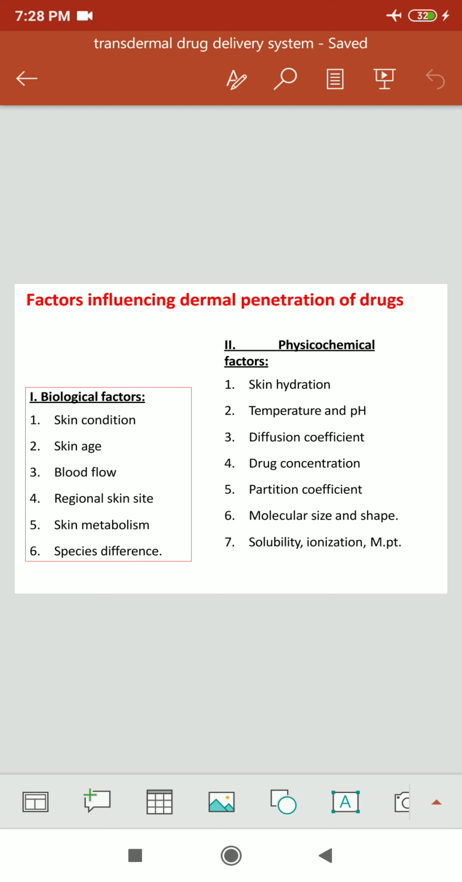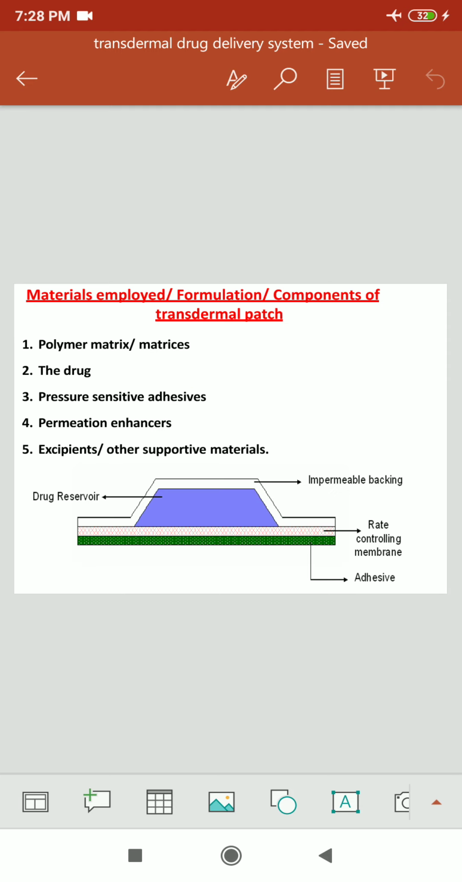Next are physicochemical factors. Skin hydration rate, temperature and pH, since all living things have temperature difference and pH difference. Here also diffusion coefficient, drug concentration, partition coefficient of the drug, molecular size of the drug, shape of the drug particle, solubility and ionization. Also melting point affects the preparation.